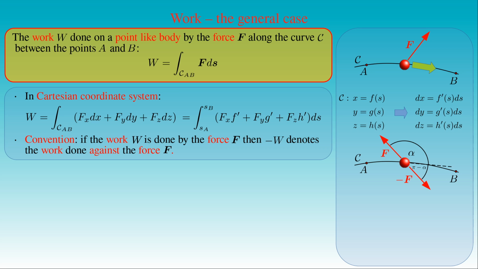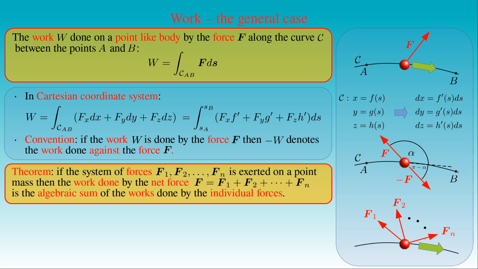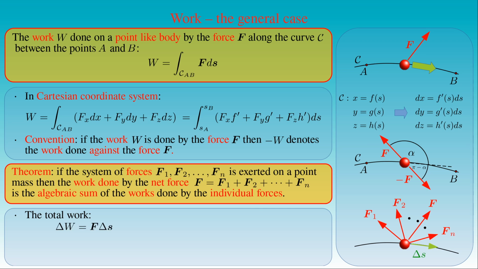We can also prove the following theorem. If a system of forces F1, F2, ..., Fn is exerted on a point mass, then the work done by their net force F is the algebraic sum of the works done by the individual forces F1, F2, ..., Fn, respectively. This theorem follows from the consideration that the total work delta W done by the net force F through the displacement delta S is equal to the scalar product of the force F and the displacement vector delta S, where the net force F is the vector sum of the forces F1, F2, ..., Fn.